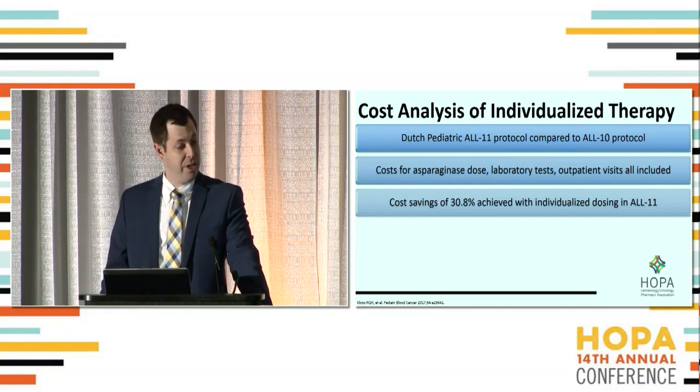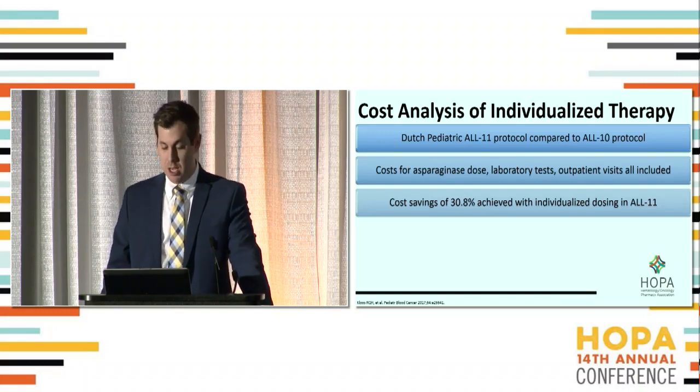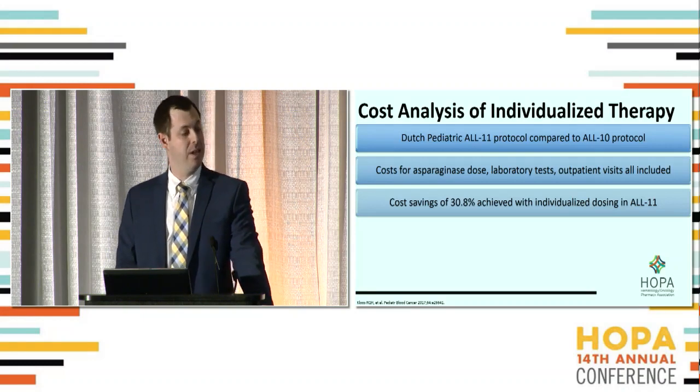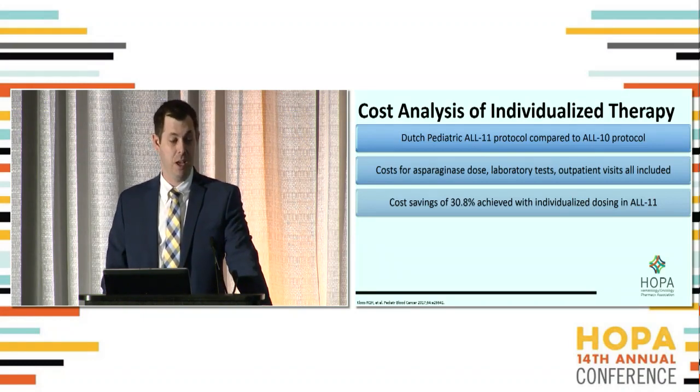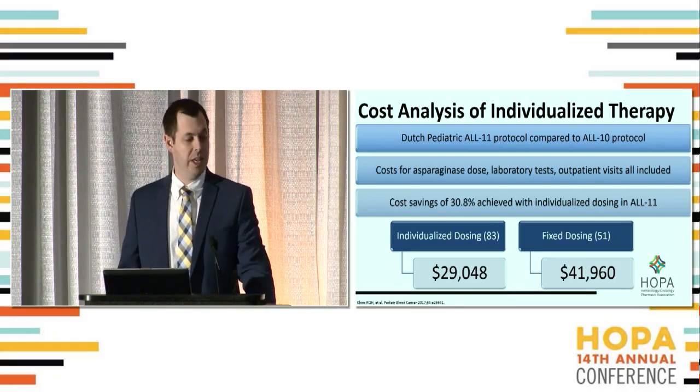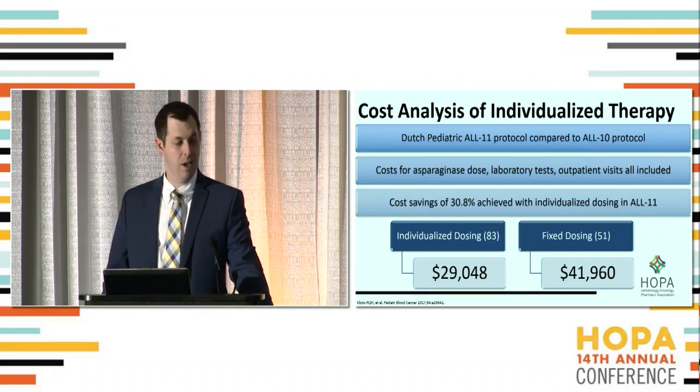The cost for asparaginase dose, laboratory tests, and outpatient visits were all included, and what they noted was that there is a cost savings of 30.8% achieved with individualized dosing in ALL-11, which is what allowed for you to adjust your doses up or down. So with individualized dosing, they had 83 patients, total cost of $29,000, fixed dosing at $41,000.